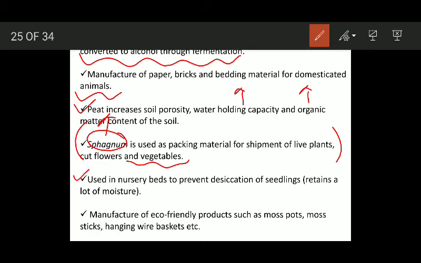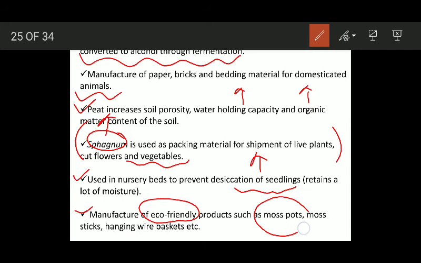Peat is also used in nursery beds to prevent desiccation of seedlings because of its high water retention capability. Peat can also be used in nursery beds to prevent drying of seedlings. It can also be used for manufacture of eco-friendly products such as moss pots.